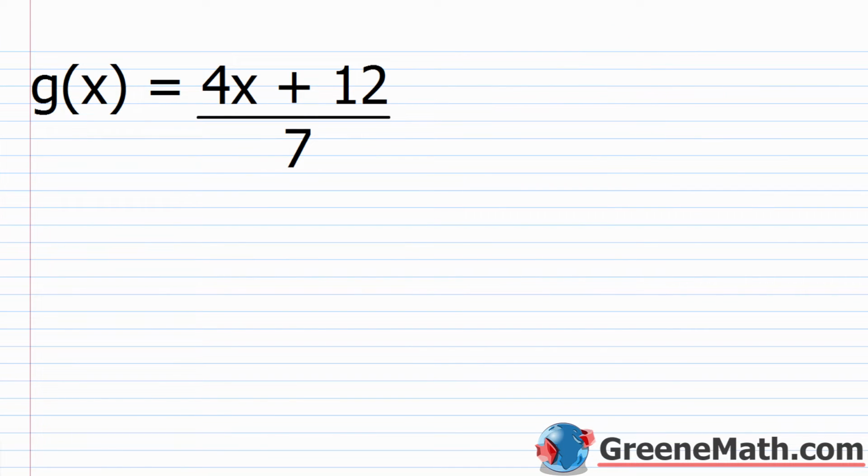So let's take a look at one last one. So we have g of x is equal to 4x plus 12 over 7. So in this case, is there going to be any restriction on the domain? No, there's not. I don't have a variable in the denominator, so I'm basically good to go. So for something like this, we would say the domain is the set of all real numbers.